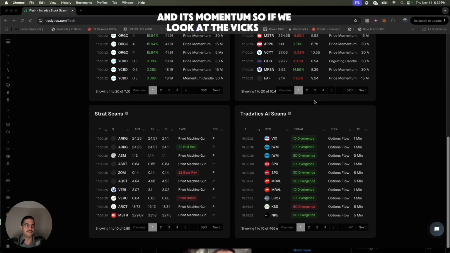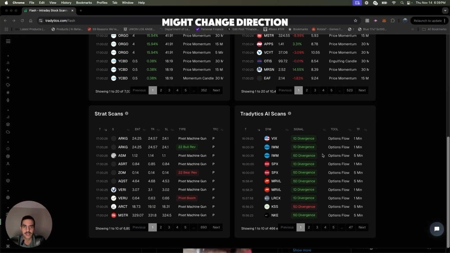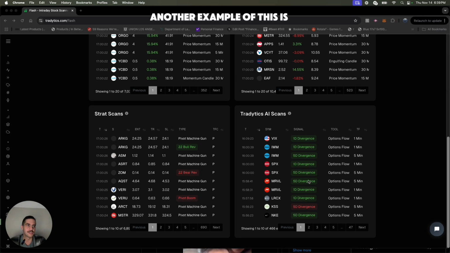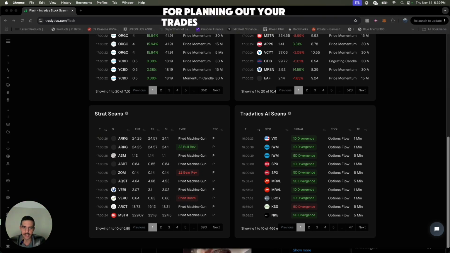So if we look at the VIX here, we can see that there's a one-day divergence, which might hint that the current trend could shift soon. When you see divergence, it could mean that the stock's price might change direction. Another example of this is if we look at SPX, it has a 5-day divergence. Longer divergences, as I mentioned, could signal a stronger chance of a trend reversal, which can be super helpful for planning out your trades throughout the week.